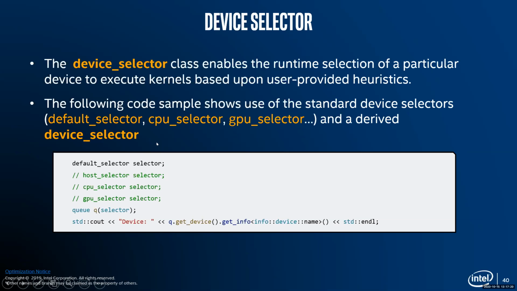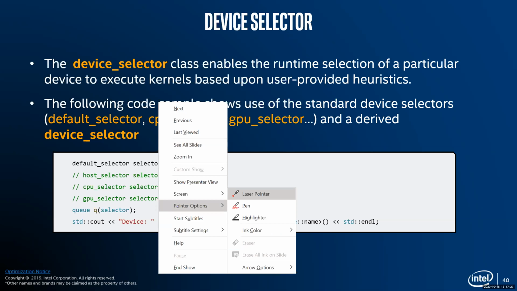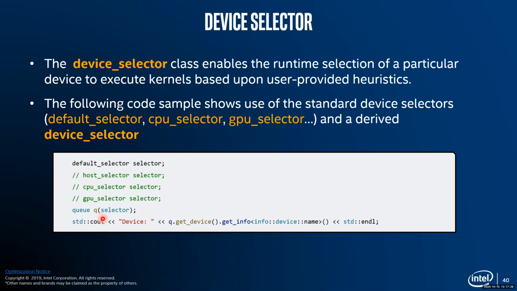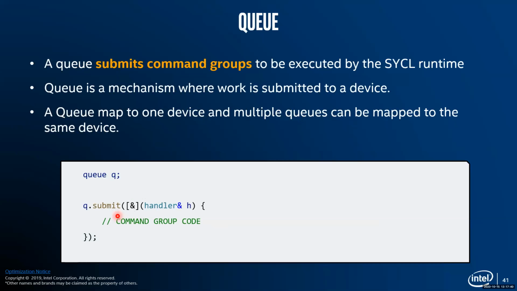Let me actually use pointer options. Yep. So I'm creating a queue, and then I'm passing in the specified selector, right? So that's how actually I can select a particular device. So next is the queue.